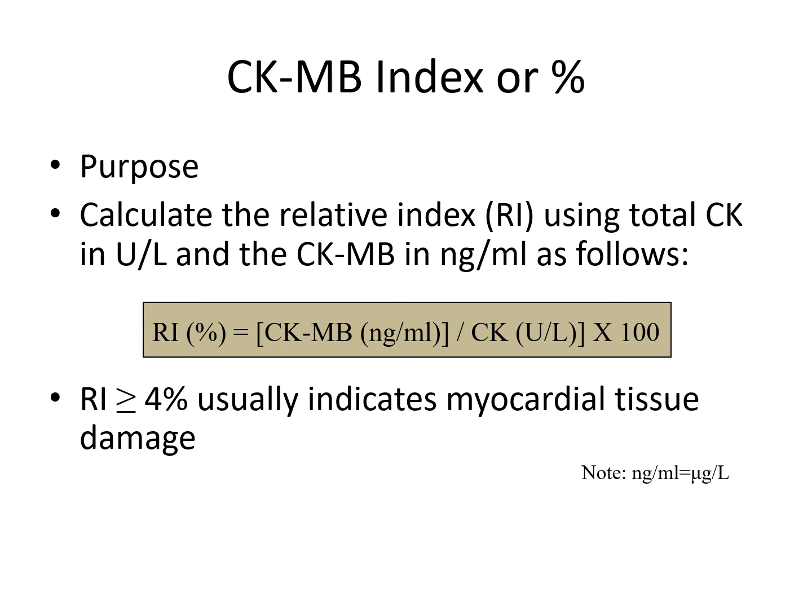Okay, because remember, the amount of CKMB in muscle tissue is anywhere between 0 and 4%, right? So if your index is 4% or higher, that usually indicates that a good portion of the MB is coming from myocardial tissue and not from the skeletal tissue.